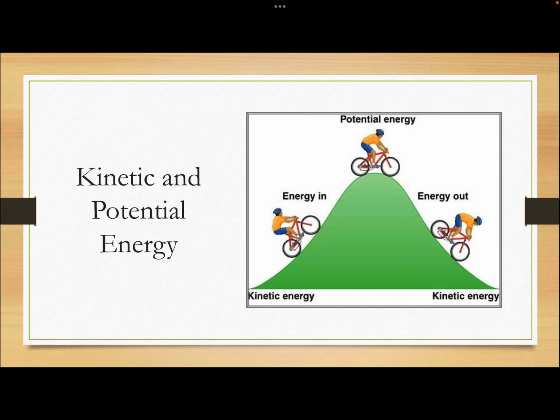Just to show what kinetic and potential energy are, as you can see on this hill, when the biker's at the top of the hill, he has potential energy because he's at a height. When the biker starts to move and there's motion, the potential energy gets transferred to kinetic energy, and that's why in the kinetic energy equation there's a velocity, because this indicates that it's moving and there is kinetic energy.